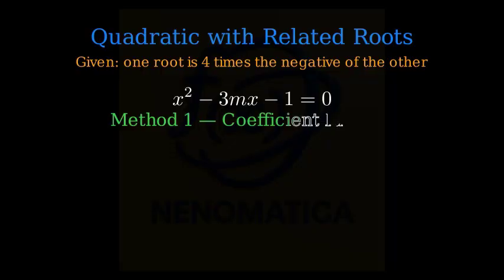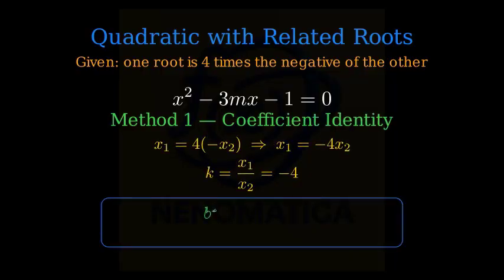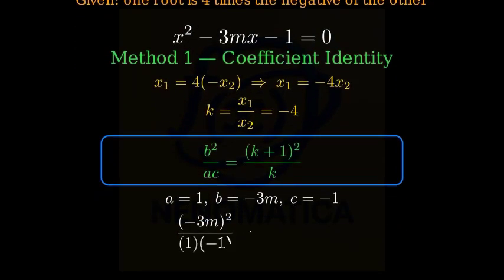Method 1. Use a ratio of roots identity. Start by encoding the relation. Let x1 and x2 be the roots. We are told x1 equals 4 times negative x2, so x1 equals negative 4x2. That means the ratio k equals negative 4. Next, we will use the identity b squared divided by ac equals k plus 1 squared over k. For our quadratic, a equals 1, b equals negative 3m, and c equals negative 1.